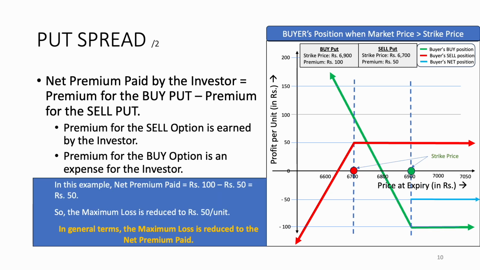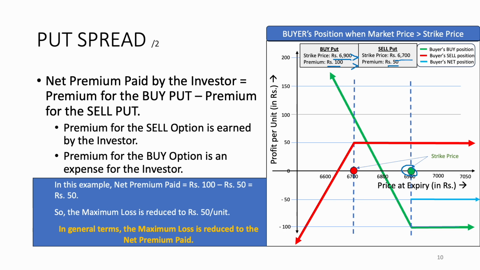Now let us discuss the put spread under different market conditions. The first condition we consider is when the market price of the underlier is at the strike price of the buy put, that is here. Our example is that we make a buy put at 6900 rupees at a premium of 100 rupees and we make a sell put at 6700 rupees at a premium of 50 rupees. So the strike price of the buy put is greater than the strike price of the sell put, and the premium of the buy put is greater than the premium of the sell put. Both the conditions of the put spread are met. Other conditions are that the quantities have to be the same and we will exercise on the same expiry date.